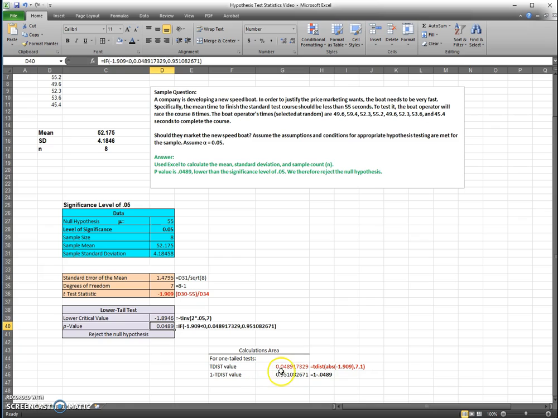So the t-distribution value, I have 0.0489. Here's that equation here. Use the t-distribution function, and notice the absolute value. Make sure that you put that in there, of my cells. And then 1 minus my value here, and we get 0.95108267.